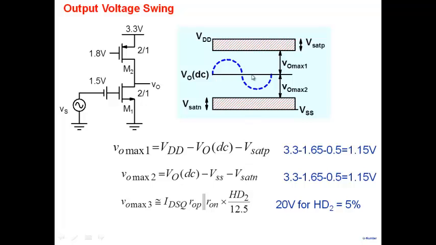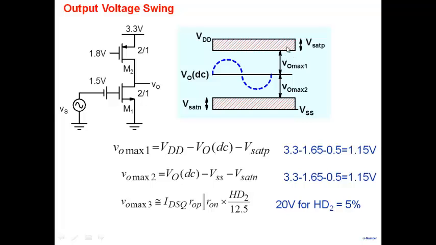Therefore, if you bias it right in the middle, then you'll get a swing which is half the supply voltage. 3.3 minus 1.65 is 1.65, half the supply voltage minus the saturation drop, whatever that is. You can get that high a voltage swing here. Ideally, the maximum swing that I can get is 3.3 minus 1.65, which is 1.65. If you make the saturation voltage very small, then the maximum swing you can get is half the supply voltage. But to get that, you have to make the saturation voltage very small.